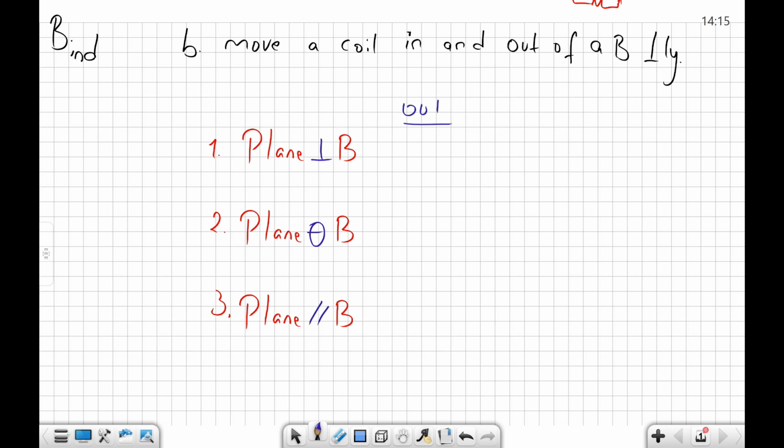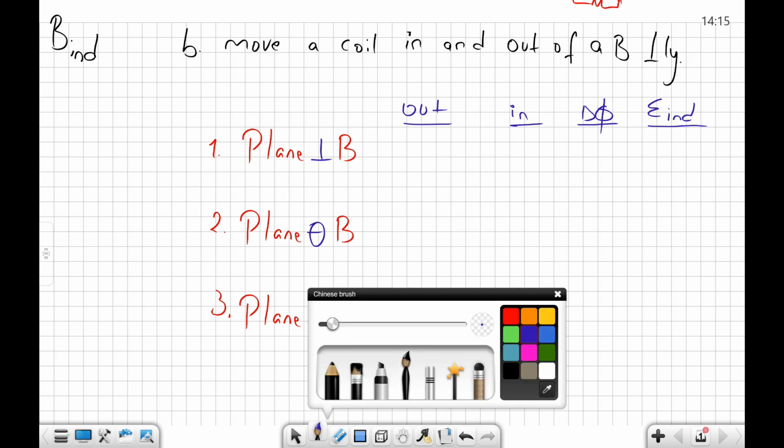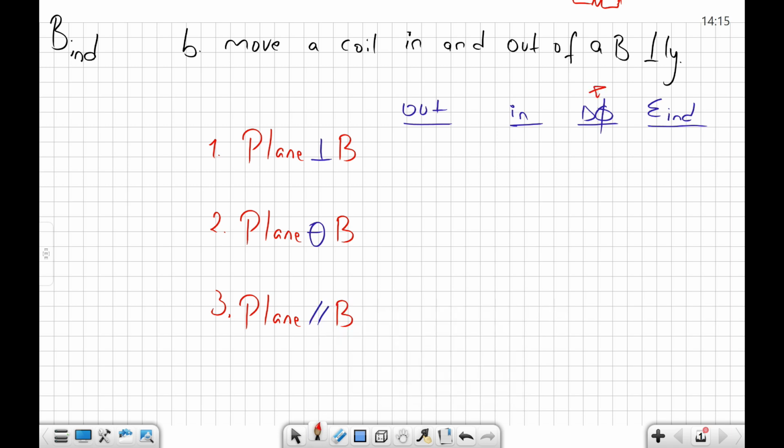This is out of the field, and this is into the field. You can change their places. It is not very important. And we have a change in flux, and we have induced EMF. The most important thing in chapter 6 is change in flux. Remember that, please. So whenever we have a change in flux, we have induced EMF. Otherwise, we don't have any induced EMF.